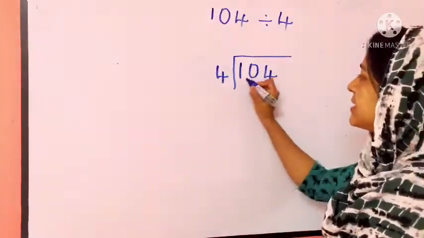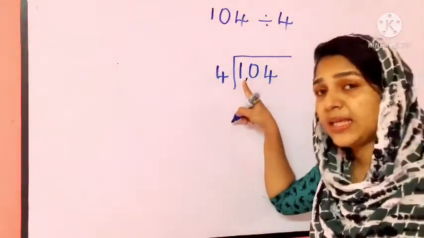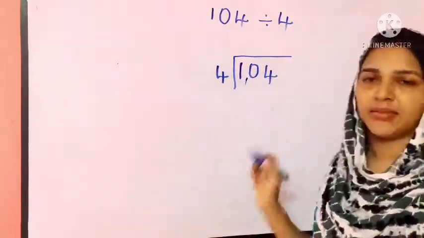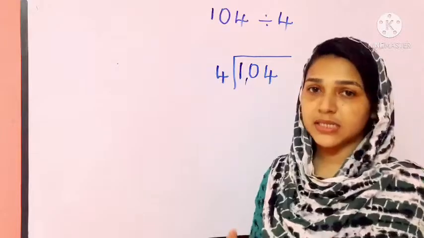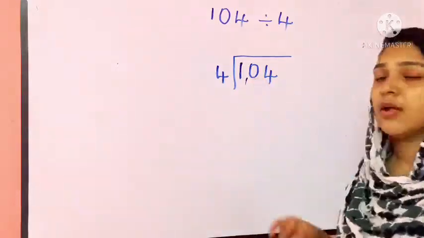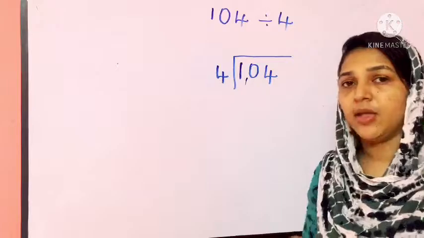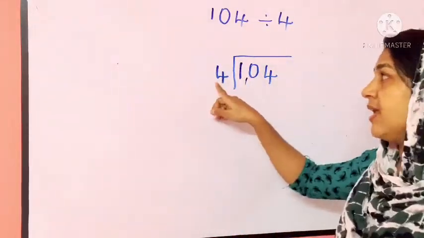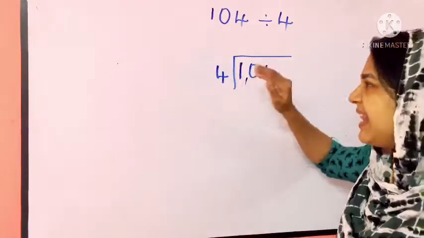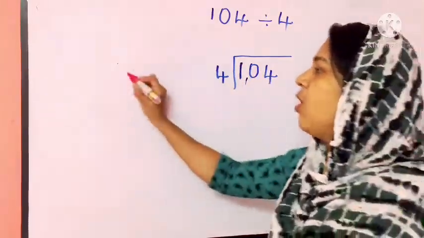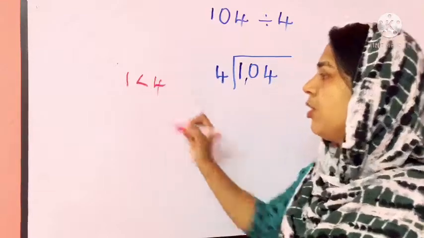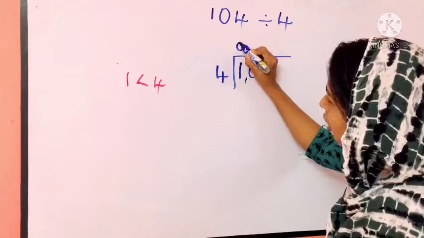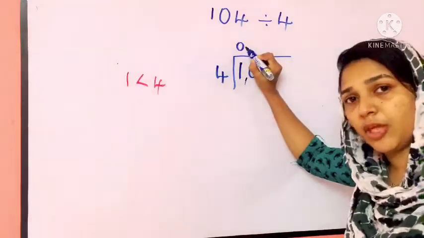Okay, so take the first digit, 1. 1 is less than 4. We all know 1 is less than 4. So can we recite the table of 4 to get 1? 1 4s are 4, not 1. So when the first digit is less than the divisor, here 1 is less than 4, we will put 0 here. On the top of the 1, we should put 0.